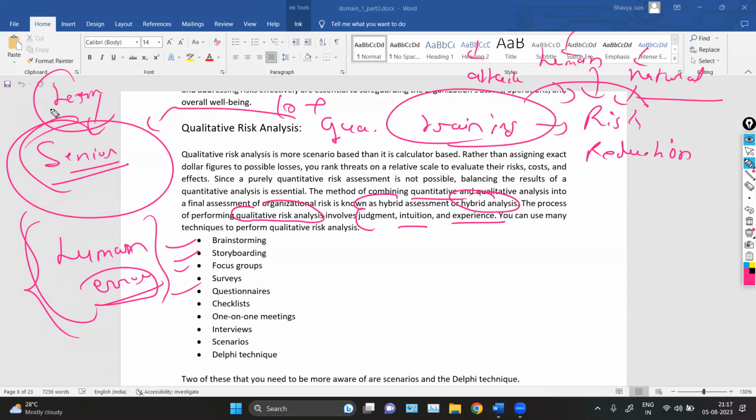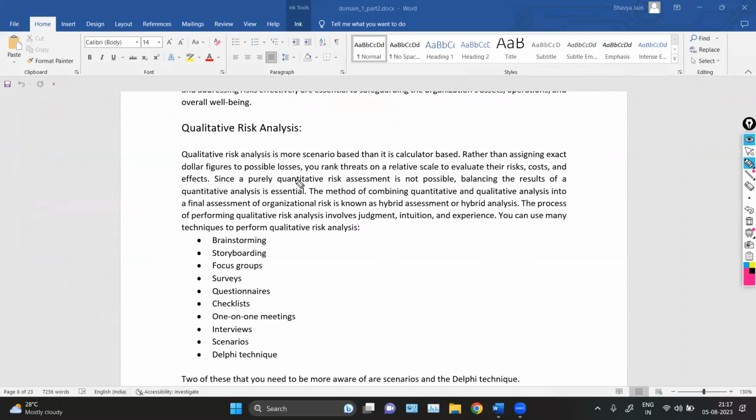So here the qualitative approach came. We cannot fit a quantitative approach here, so it depends on judgment, intuition, experience, perspective, etc. You can do qualitative analysis with these techniques: brainstorming, storyboarding, focus groups, surveys, questionnaires, checklists, one-on-one meetings, interviews, scenarios, and the Delphi technique. You can follow these approaches for performing qualitative risk analysis.